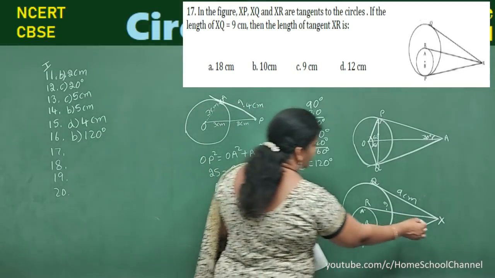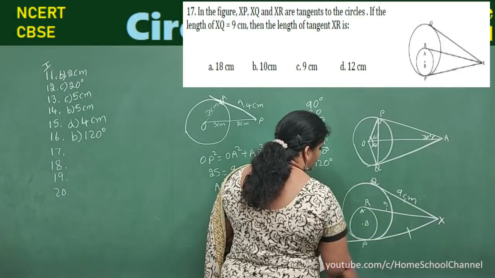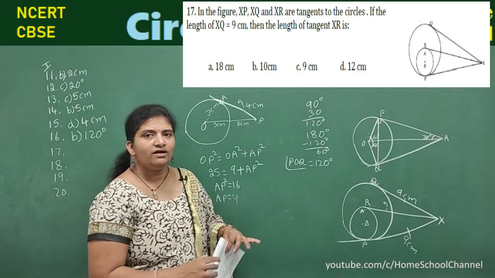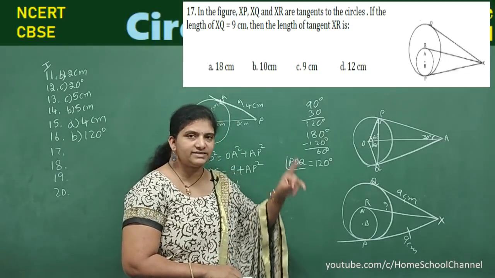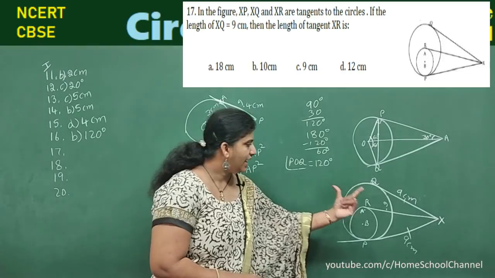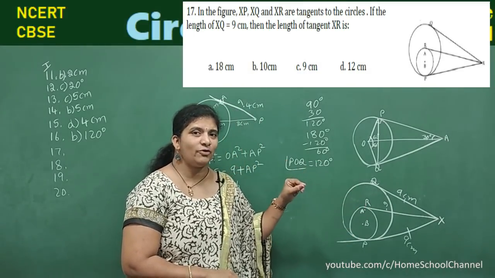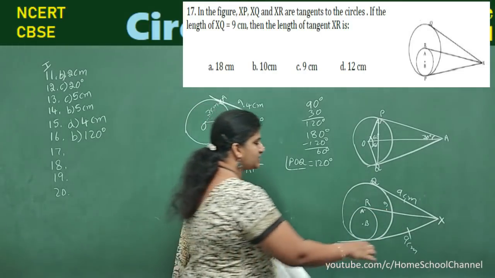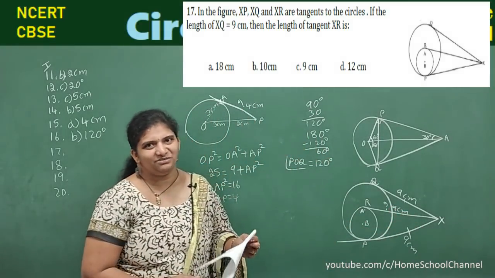That is, from here, for this big circle, XQ is equal to XP. Then this will be 9 centimeters. Okay, forget about the big circle now. Observe only the small circle. X is an external point. For this circle, what are the tangents? XR and XP. Again, tangents from an external point have equal length. Then XR is equal to XP. XP is 9 centimeters. XR is also 9 centimeters.